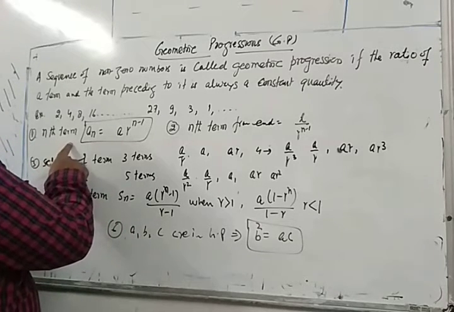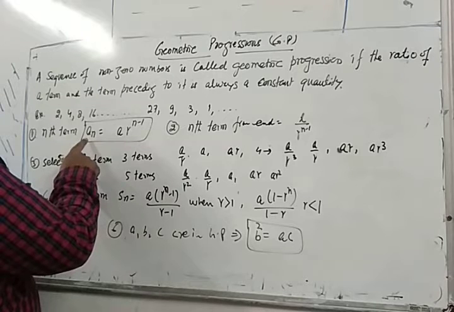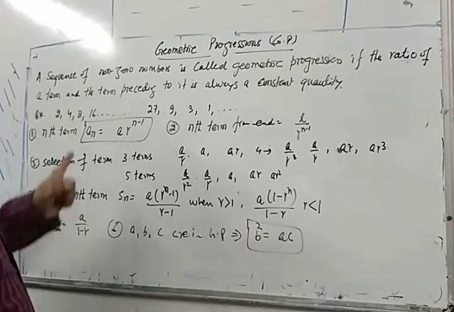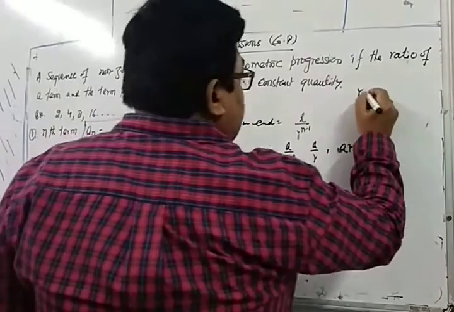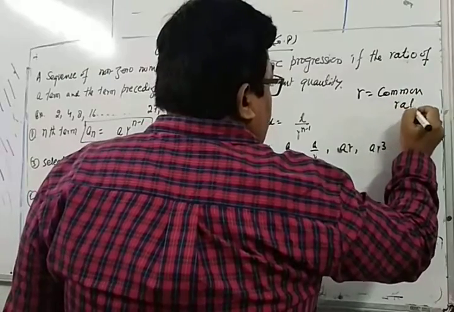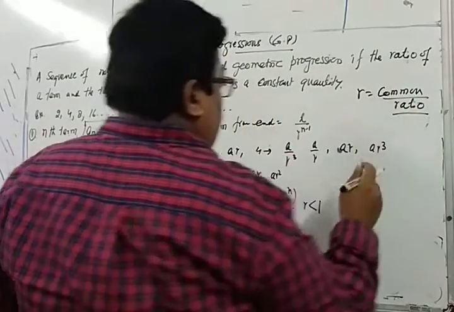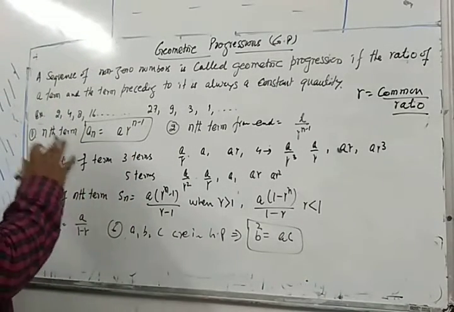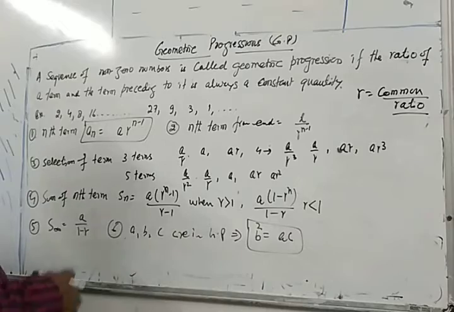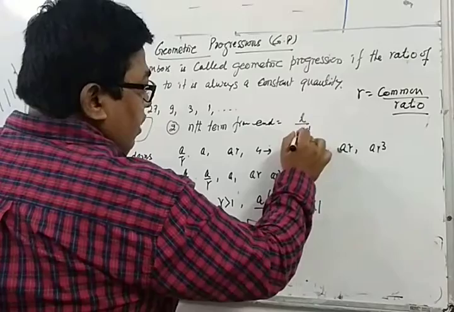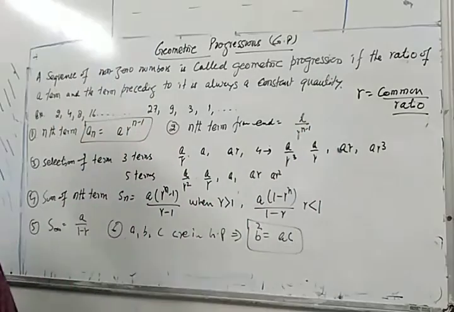Nth term of GP, the symbol is An, is equal to A r to the power n minus 1, where A is the first term and R is the common ratio, the ratio of a term to its preceding term, and n is the number of terms. And suppose the last term is given, we can find the nth term from l upon r to the power n minus 1.